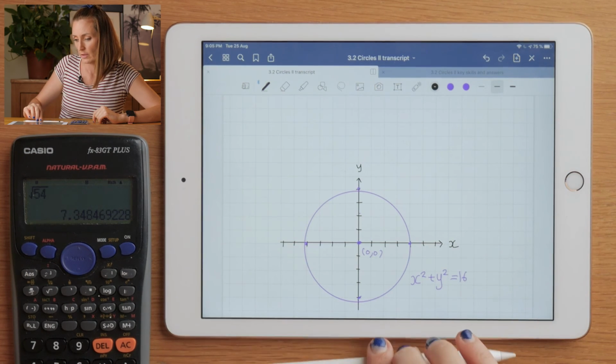So that's done. The first key skill you should have learned: if they give you the formula for the circle, you should be able to work out what the center of that circle is and what the radius is. And you should be able to use the spotty technique just to get a rough sketch going. A sketch is so important when the question gets more complicated, to visualize it.